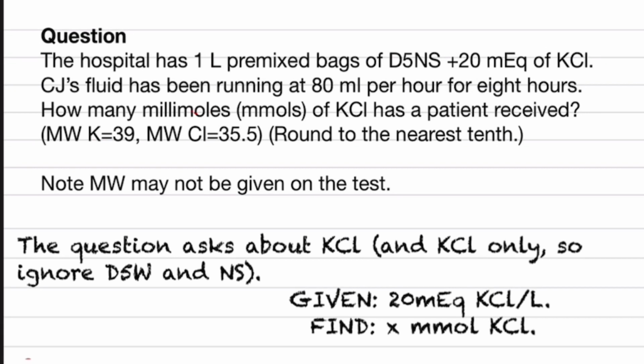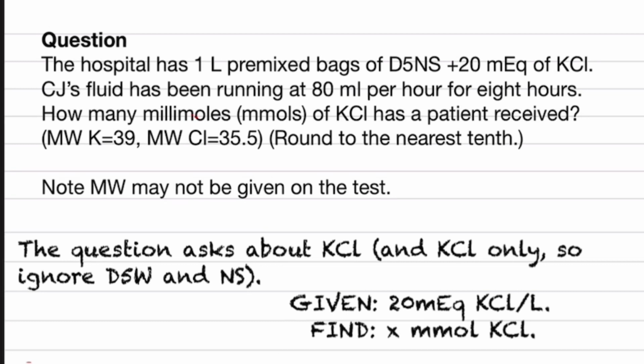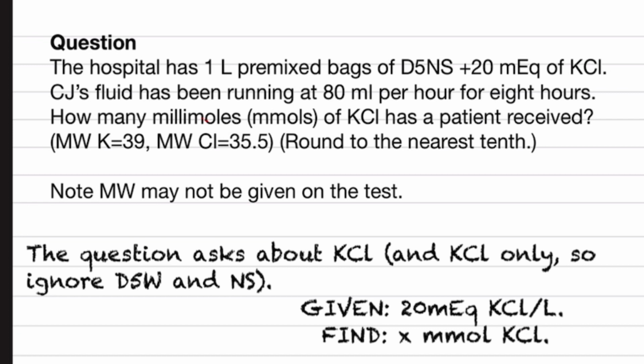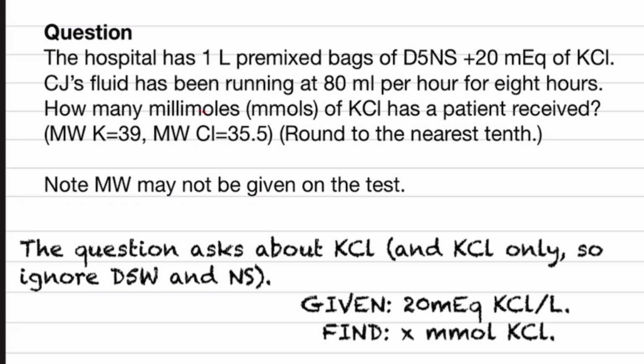The hospital has 1 liter premixed bags of D5NS plus 20 milliequivalents of potassium chloride. CJ's fluid has been running at 80 milliliters per hour for 8 hours. How many millimoles of KCL has the patient received? It gives us molecular weight and says round to the nearest tenth. Note that molecular weight may not be given on the test, so those would be good items to memorize.